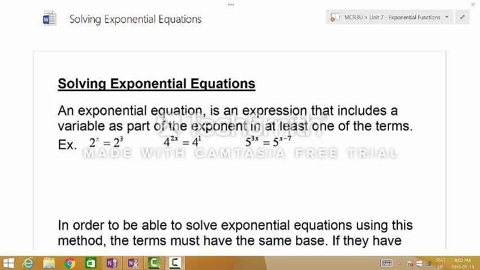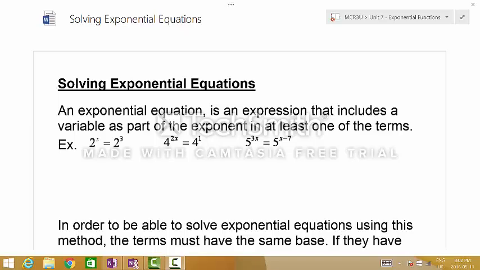Today we're going to look at how to solve an exponential equation. An exponential equation is any expression that has a variable as part of the exponent in at least one of the terms. So what that means is on one of the sides of the equal sign there is a letter in the exponent that we have to solve. So the examples we have are listed there.